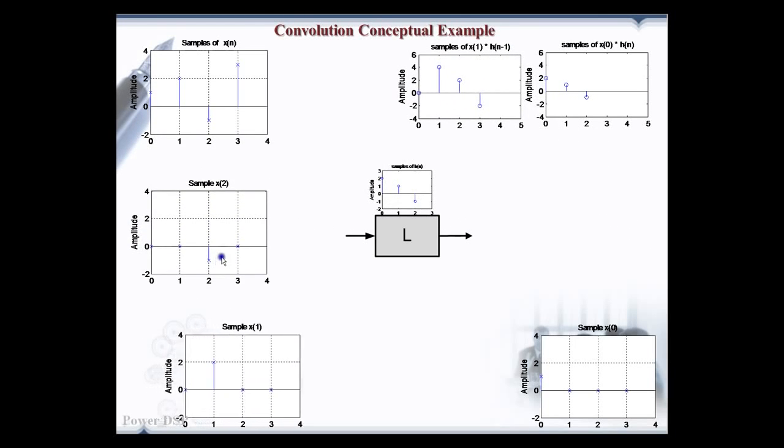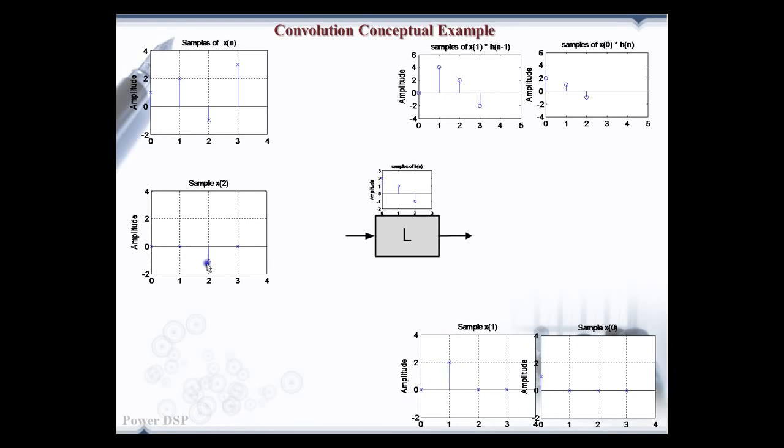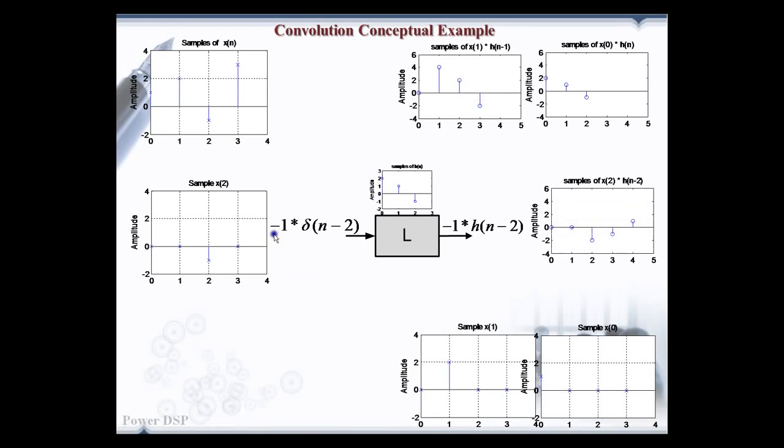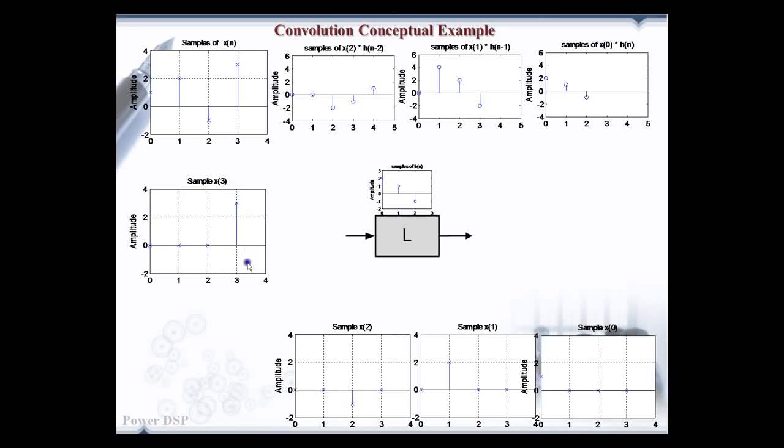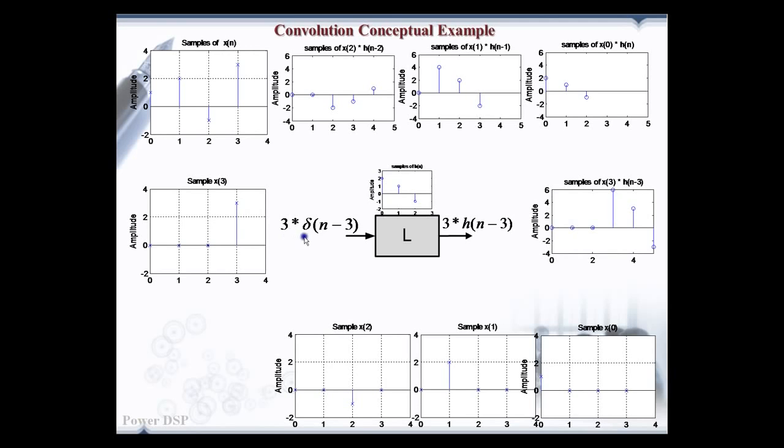We take the third sample next, which is equal to minus 1. We can represent this sample as minus 1 del of n minus 2, and the output would be minus 1 h of n minus 2. h of n is multiplied by minus 1 and shifted by 2. Finally, we take the last sample, that is the fourth sample, x of 3, which is equal to 3. We represent this sample as 3 del of n minus 3, and the output would be 3h of n minus 3. h of n is multiplied by 3 and shifted by 3.